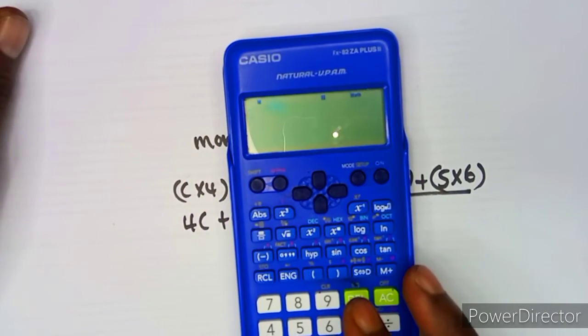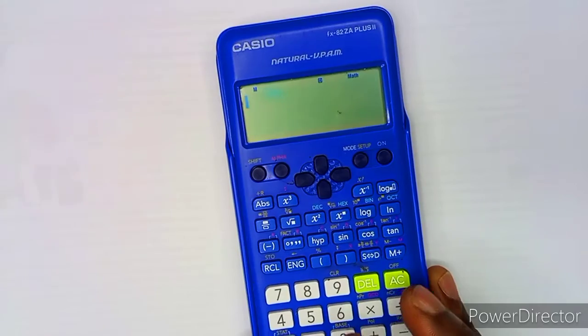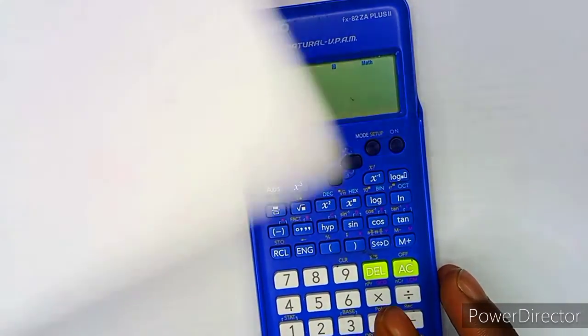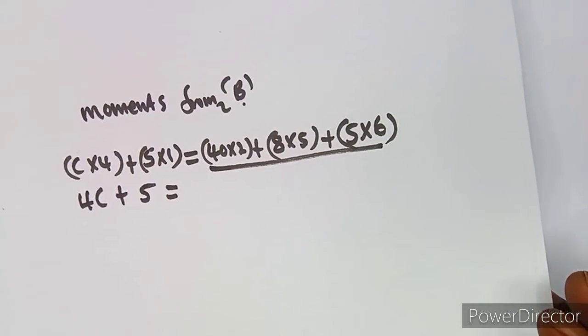Guys, these things are too much. Let me just write like this. So it's 40 by 2.